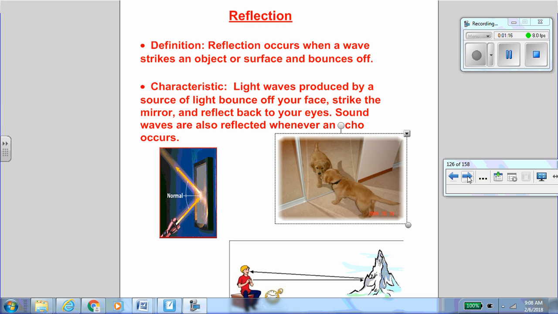Sound waves can also be reflected. That is when we are able to hear echoes. So reflection is a wave striking an object or a surface and bouncing off. And you have several examples here that shows how reflection occurs. Reflection can occur with light as well as with sound waves.